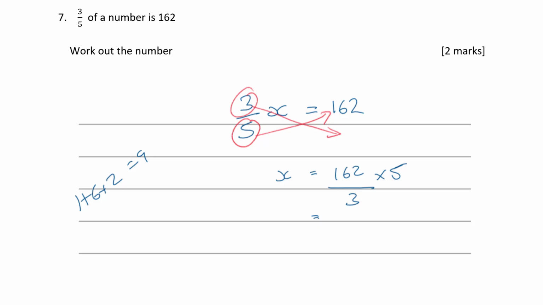So 3's into 162. 3's into 1 don't go. 3 into 16 goes 5 times, remainder 1. And 3 into 12 goes 4 times. So that gives me 54. 54 times 5. Times by 5 is the same as times by 10 and halving. So 540 divided by 2 is 270. So my answer is 270.